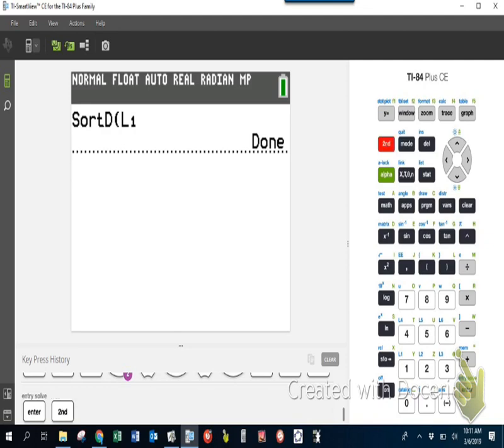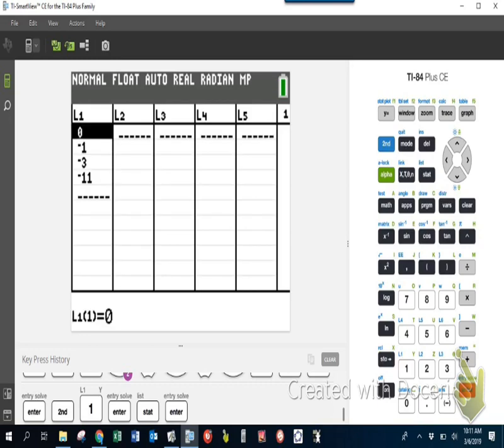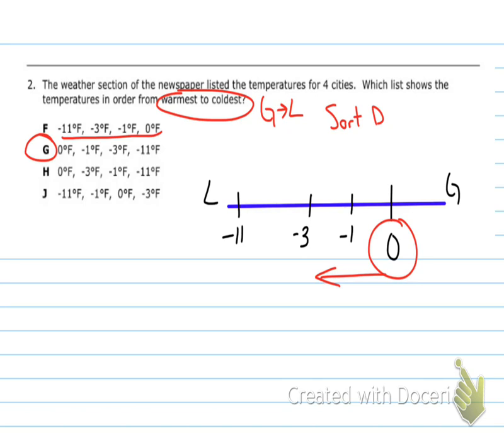Now, you could just type in list 1 again, and it'll spill them out here. You could just go back to stat edit, and you'll find them in that order as well. But either way, from greatest to least, I get G. Do be careful that you don't pick sort A, because then I'm sure that answer would be there also. In fact, I think that answer would have been F. That would have been least to greatest.